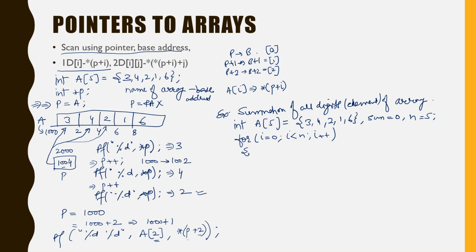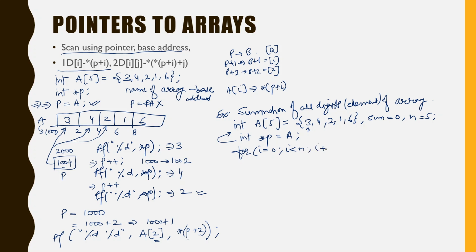I am going to scan this array, but before that I need to assign a pointer p equals a. Since it is a declaration statement, I can write here int pointer p equals a. So what happens is that p starts pointing to a, or p starts pointing to the first element of this array.